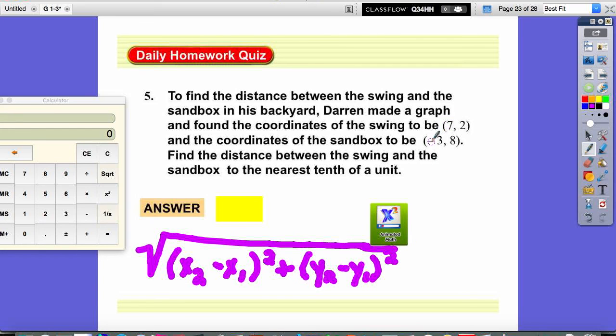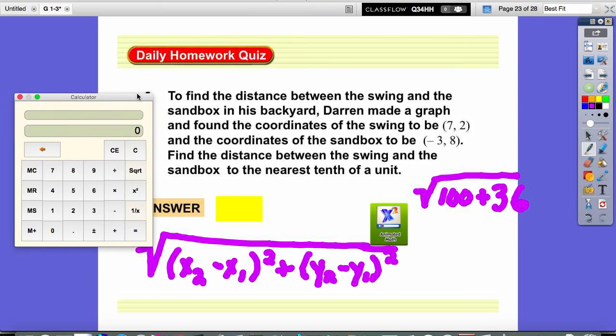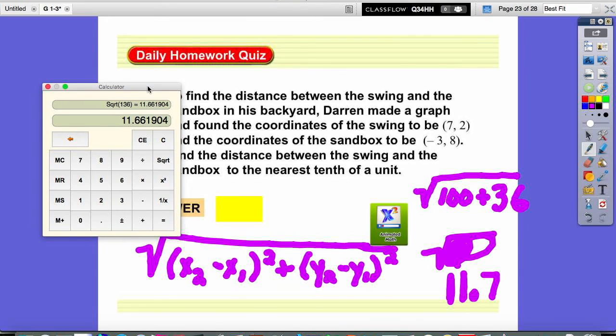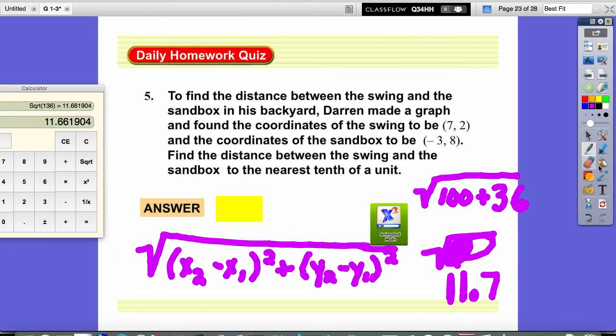7 minus -3, that's the same as adding. 7 plus 3 is 10. And 10 squared is 100. Plus 2 minus 8 is negative 6. And negative 6 squared is 36. So 100 plus 36 is 136. It's not quantity squared. The square root of 136 is that number, which rounds to the nearest tenth to 11.7.